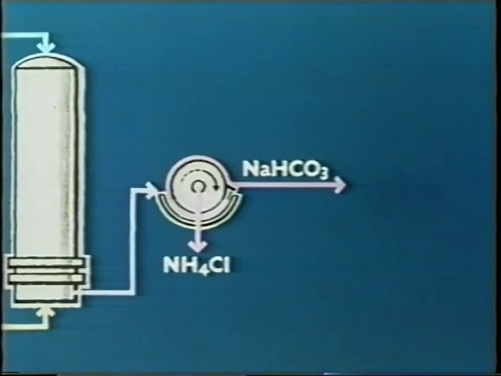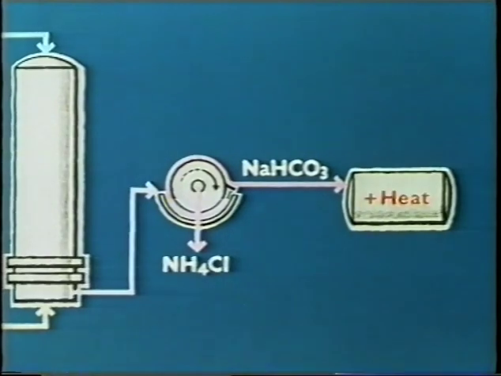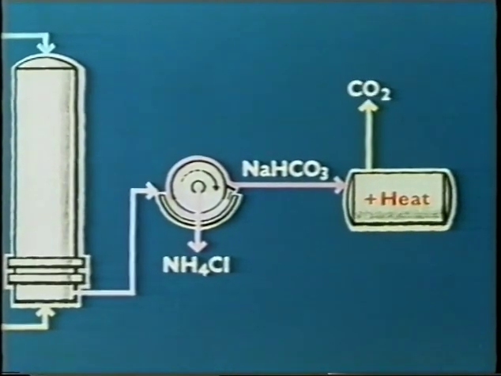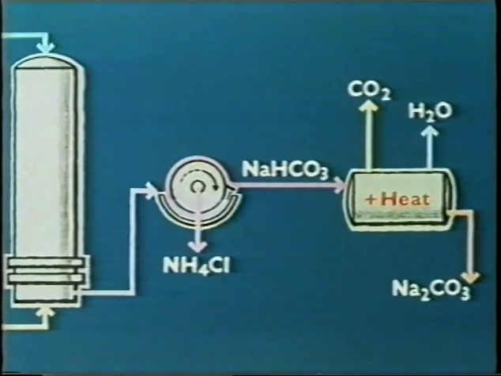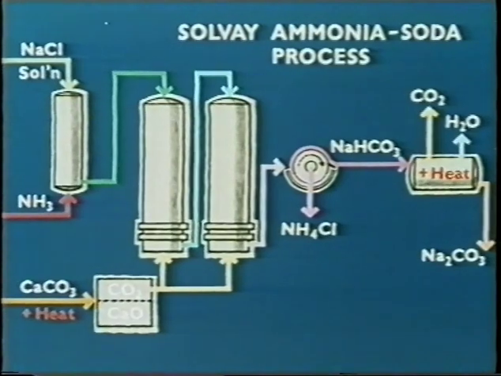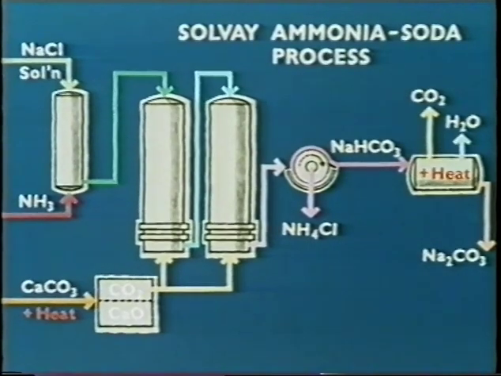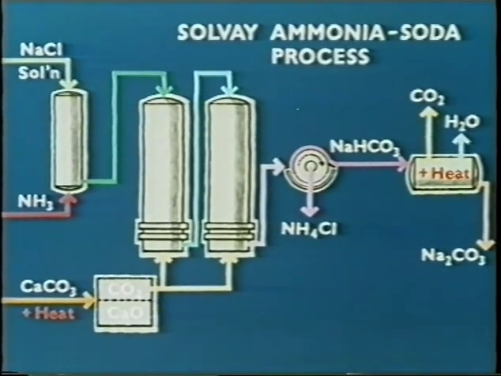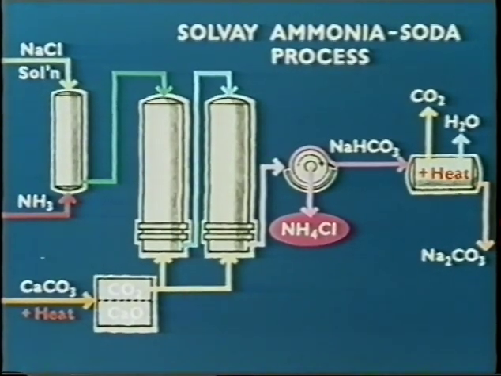The sodium bicarbonate passes from the filter into a rotary calciner. There it is decomposed by heat, giving up carbon dioxide and water, leaving the sodium carbonate that we require. This, then, is the essence of the ammonia soda process. As shown, however, the process will be quite impracticable, as it's not possible to sell more than a 50th of the ammonium chloride produced. So ammonia is recovered from the ammonium chloride solution.